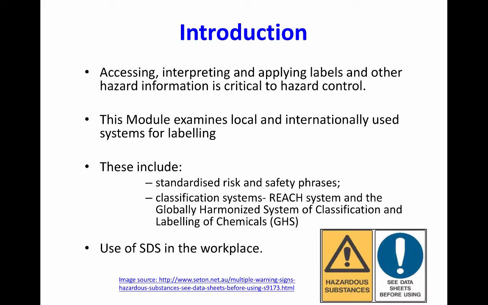Accessing, interpreting and applying labels and other hazard information is critical to hazard control. This module examines local and internationally used systems for labelling, including standardised risk and safety phrases, classification systems, including the REACH system, and the globally harmonised system of classification and labelling of chemicals, or the GHS, as well as the use of material safety data sheets and safety data sheets in the workplace.